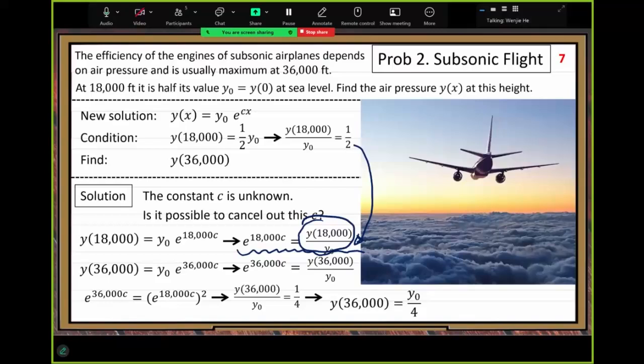And because this is the maximum of the flight, the air pressure at the maximum height for the air flight equals 1/4 of the air pressure at sea level. That's the conclusion. So the final answer.